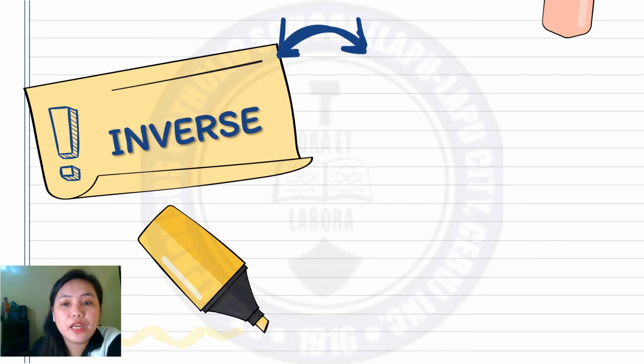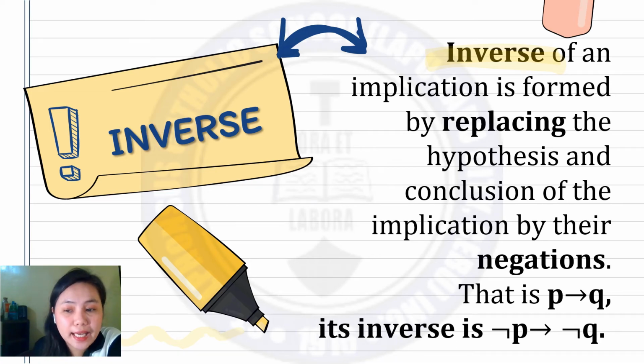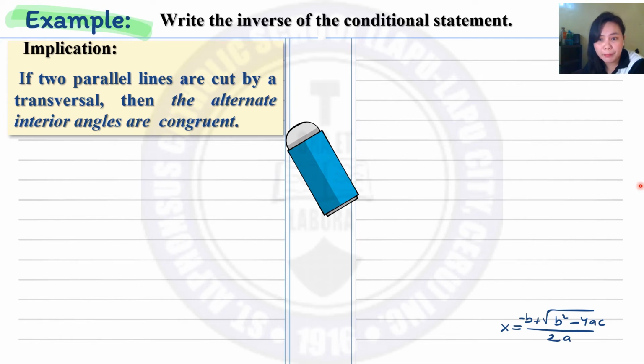Second, we have the inverse. The inverse of an implication is formed by replacing the hypothesis and the conclusion of the implication by their negation. That is, if P, then Q, its inverse is if not P, then not Q. Now this time, let's determine the inverse of this conditional statement. We used the same example a while ago.